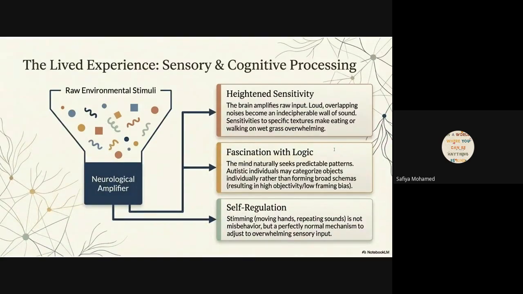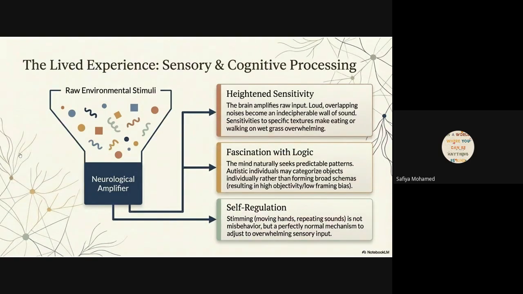The mind naturally seeks predictable patterns. However, autistic individuals may categorize objects individually rather than forming broader schemas, resulting in high objectivity and low framing bias. All right, so there we have it, a fascination with logic. They will go and scratch out stones and put all the green stones together, the blue stones together, and it doesn't make sense to any of us, but to them, it makes sense.